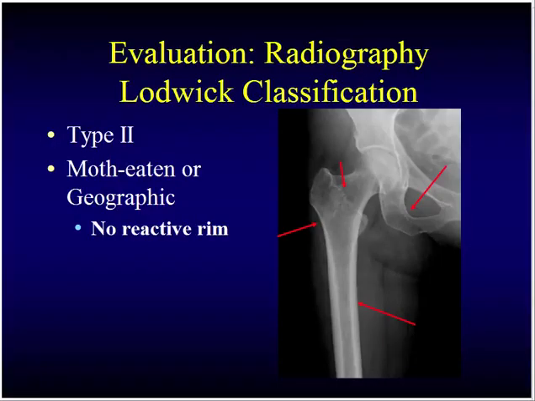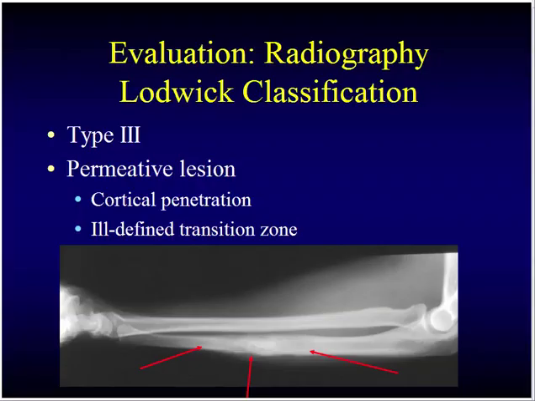The type 2 is so-called moth-eaten, has no reactive rim, and is just sort of scattered through the bone, all these little spots everywhere. This is a more aggressive lesion and multiple. When you see these moth-eaten lesions, you're thinking something like Mets, lymphoma, or a round cell lesion of some kind. And type 3 is permeative, cortical penetration and an ill-defined so-called transition zone. We're not really sure where this starts or stops, but this looks abnormal through here, and you're worried about it. Again, that could be something as simple as infection or something as bad as a Ewing sarcoma.